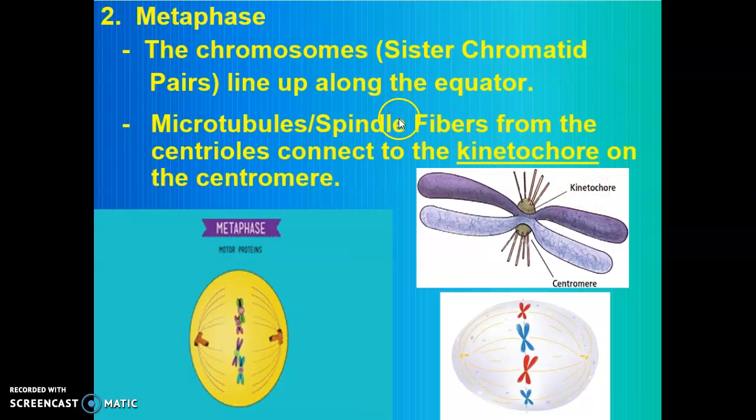All right, and these spindle fibers, like little spider webs, are being shot out of these little structures here. These are what we call the centrioles that we learned about briefly way back in our organelle unit this year. So as the chromosomes line up along the middle, these spindle fibers that are being emitted by the centrioles will attach to the part of the centromere called the kinetochore.